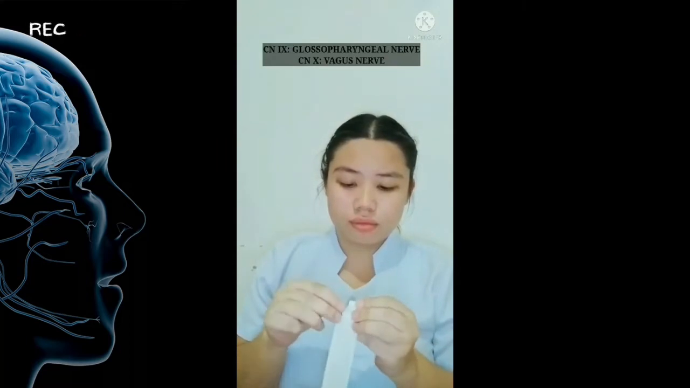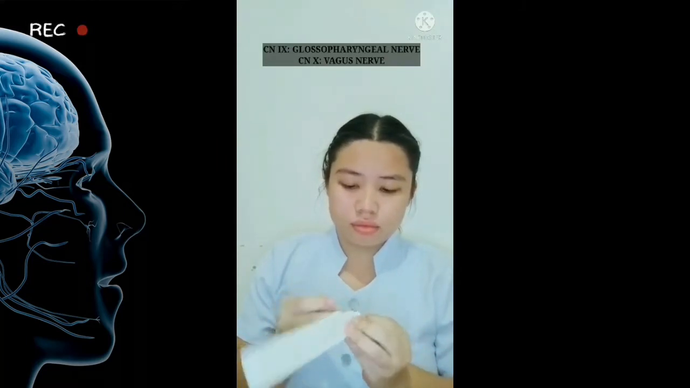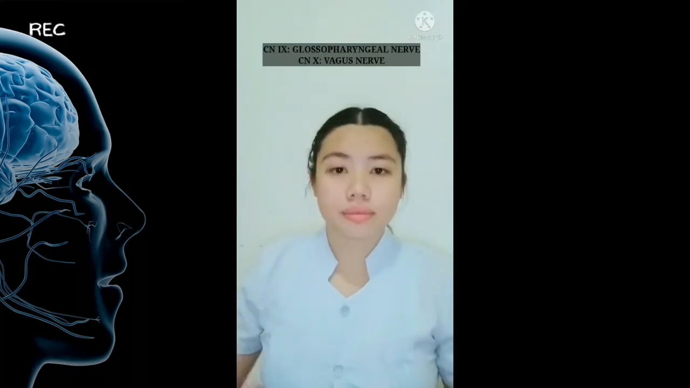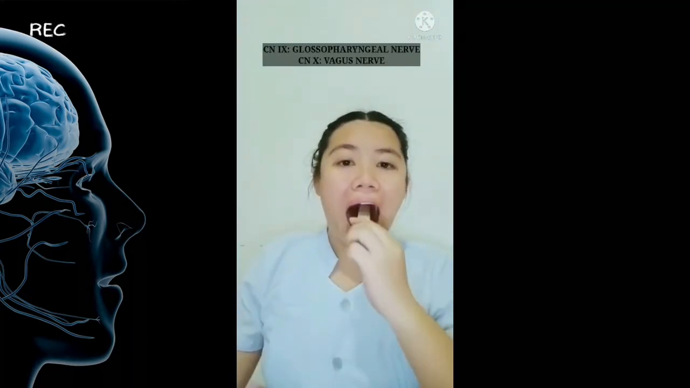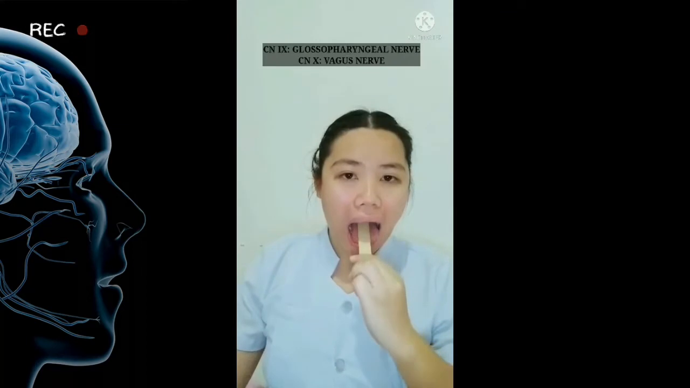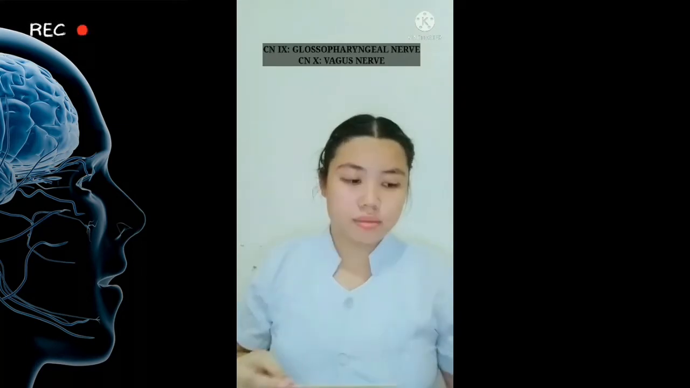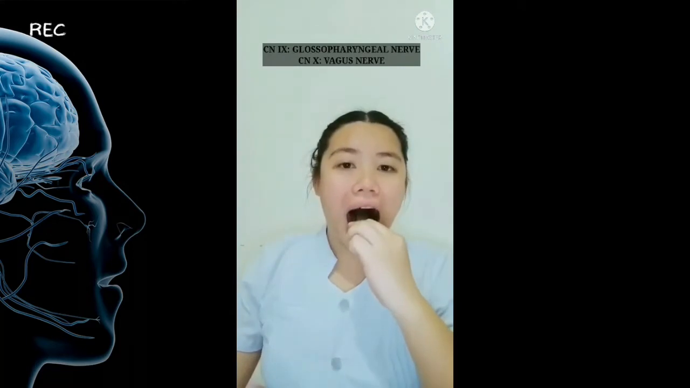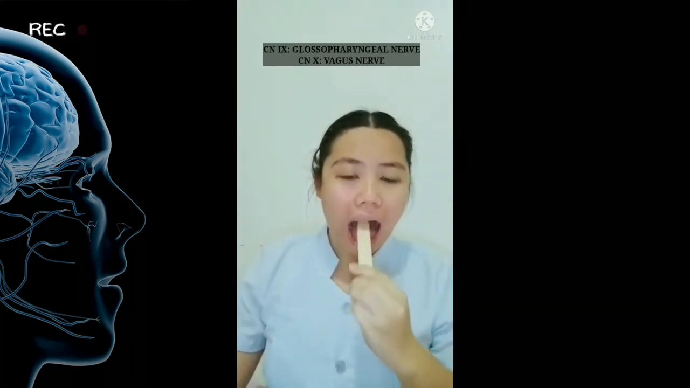Cranial nerves 9 and 10, the glossopharyngeal and vagus nerves. Test these nerves together because their innervation overlaps in the pharynx. Listen to your patient's voice, then check his gag reflex by touching the tip of a tongue blade against his posterior pharynx and asking him to open wide and say ah. Watch for symmetrical upward movement of the soft palate and uvula and for the midline position of the uvula.